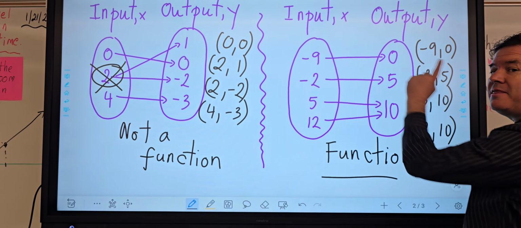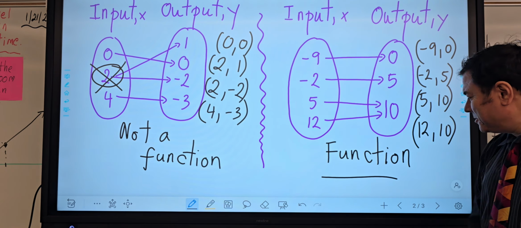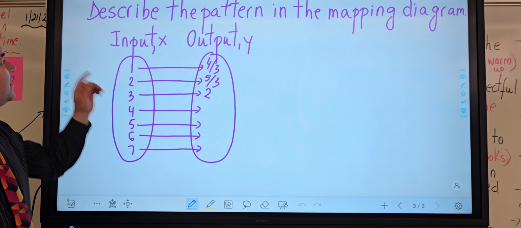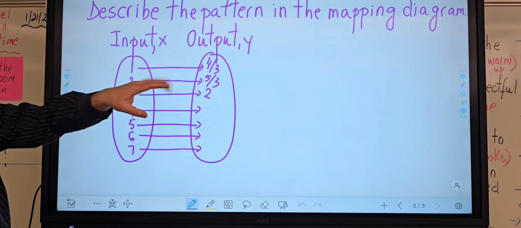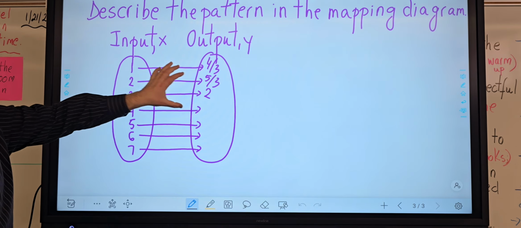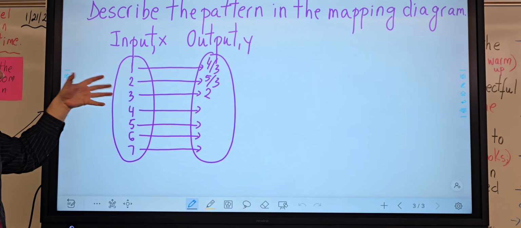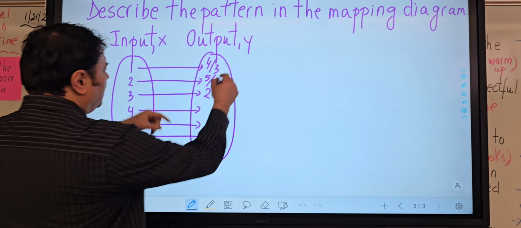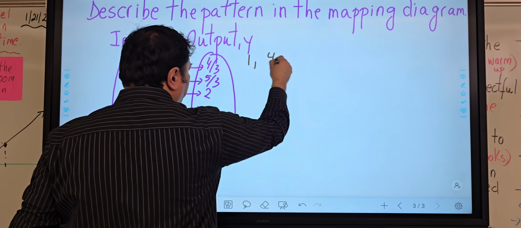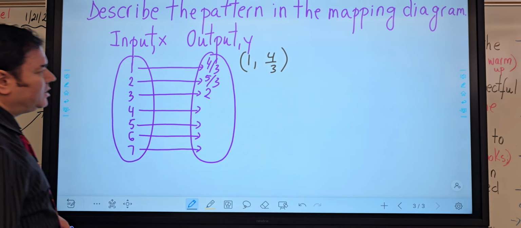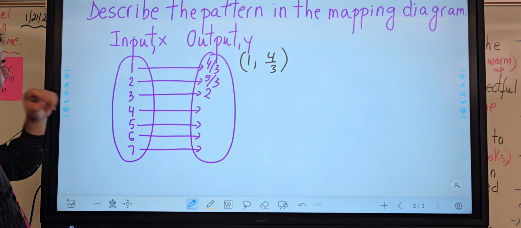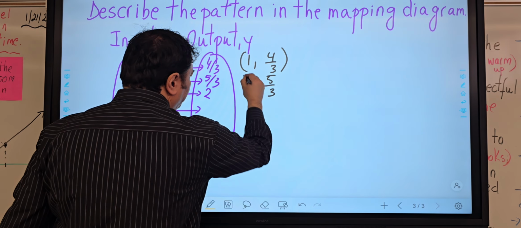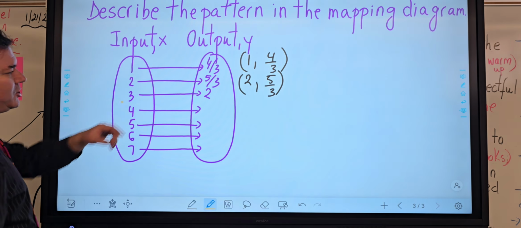Because each of these inputs has exactly one output. And now let's look at the last problem for today. Describe the pattern in the mapping diagram, input x and output y. So we have some of them already that have a match. So 1 and 4/3, that's the first ordered pair. And then the second ordered pair we have 2 and 5/3, and then we have 3 and 2.